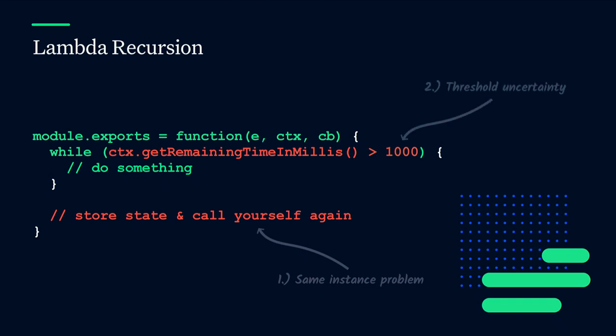And this is that you can never be sure if this threshold is high enough. Because if you then store your state and this request to store your state takes, I don't know, 1.5 seconds, you have reached this limit. So really take care with that if you use such an approach of calling yourself again.